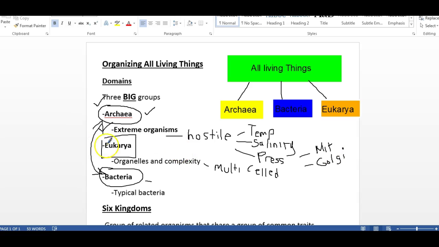And that's what really separates eukarya from archaea and bacteria, but also these archaea are prokaryotic. So we're going to go pro. And eu, these are eukarya, that's really where the name eukarya comes from.